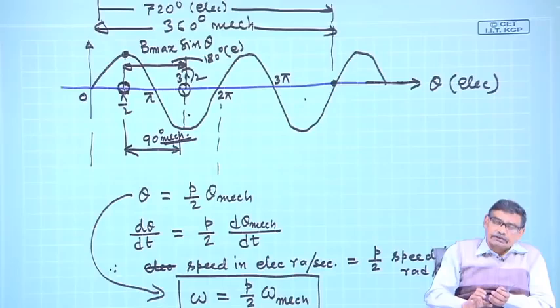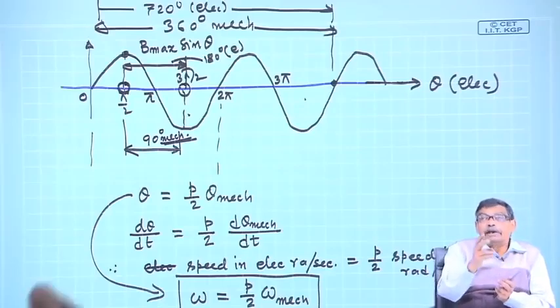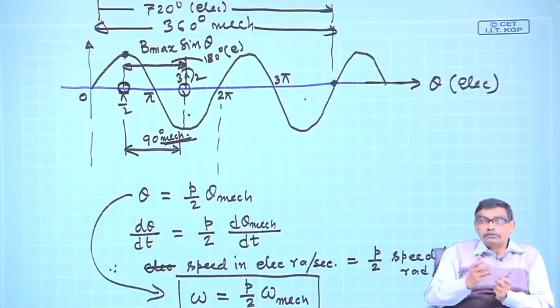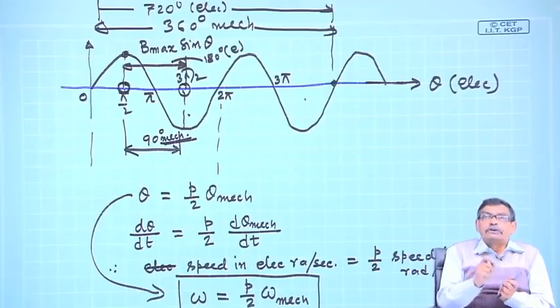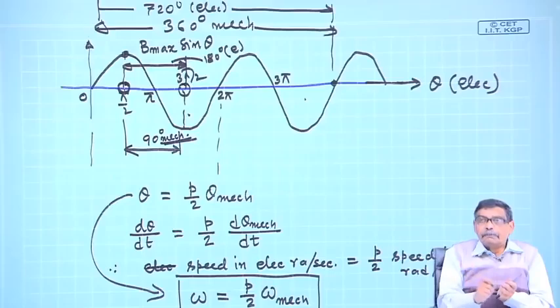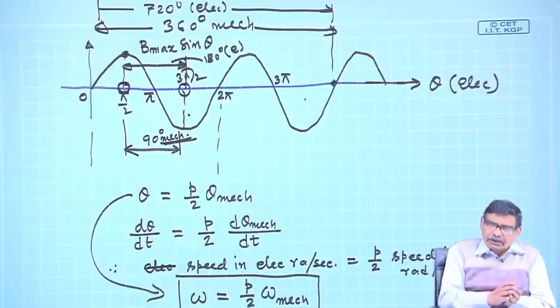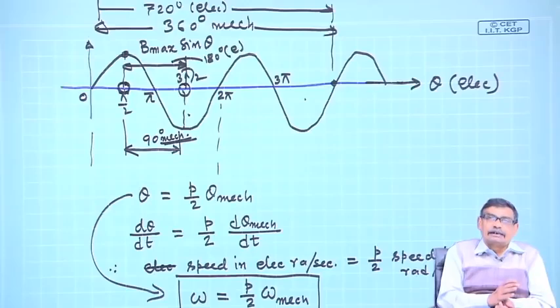will be under south pole, north pole, south pole. So, there will be 3 pair of poles, p by 2 will be 3. Therefore, 3 cycles of EMF will be produced as the conductor makes one complete mechanical revolution. What is mechanical degree? The mechanical degree we understand in geometry, that is the mechanical degree you can measure with a protractor, things like that.